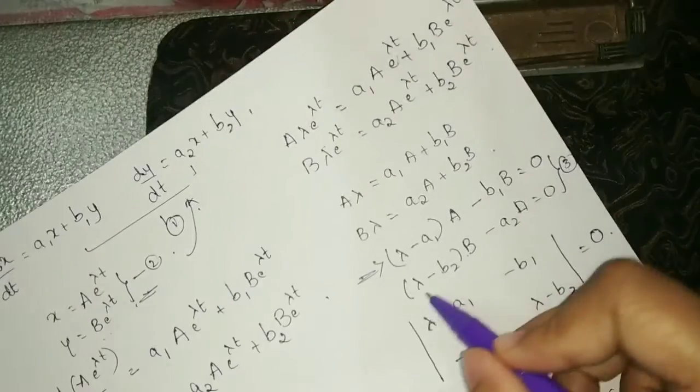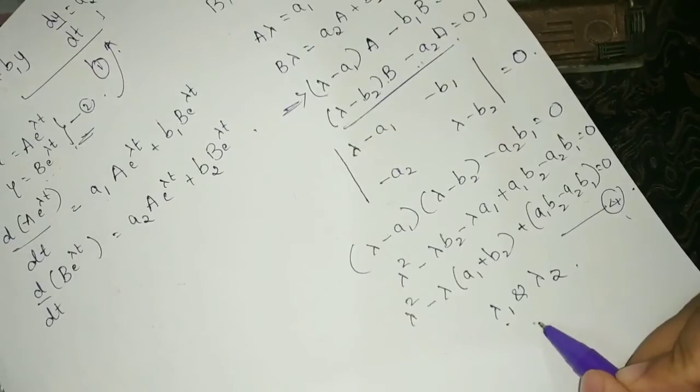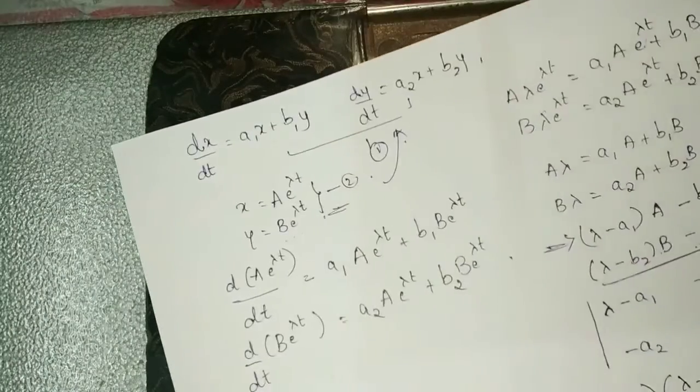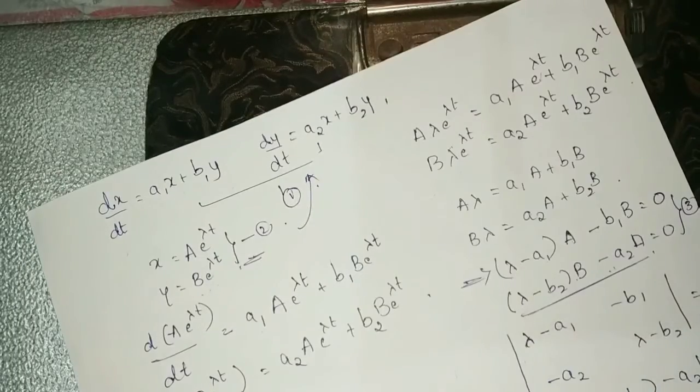Okay, here this is the set of equation. For this set we have found the roots. If equation 2 is the solution of system 1, then lambda must be one of the roots in equation 2.